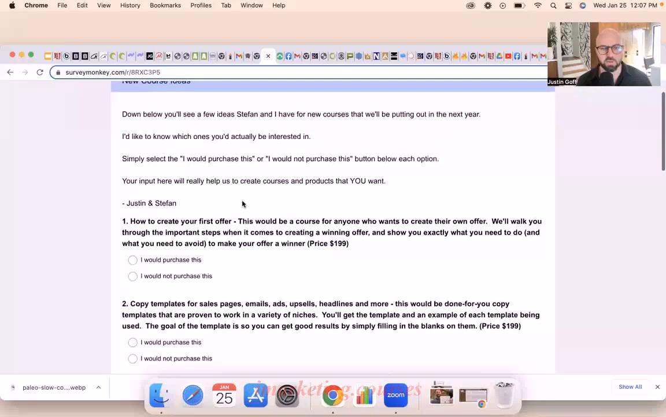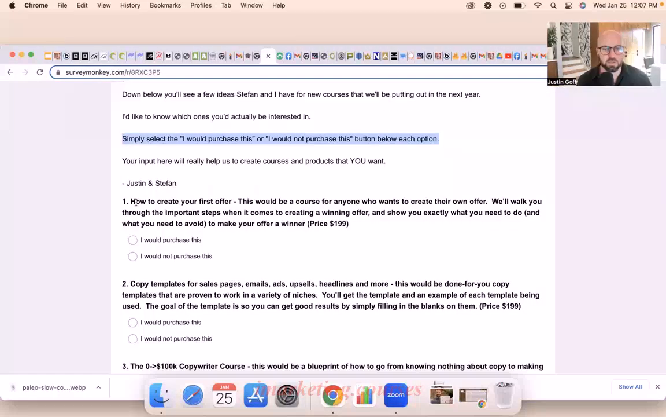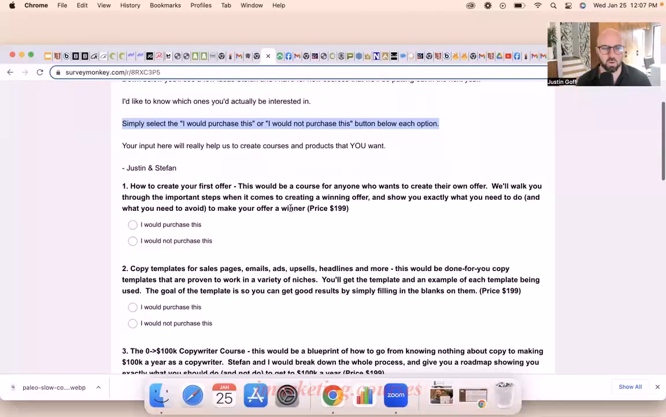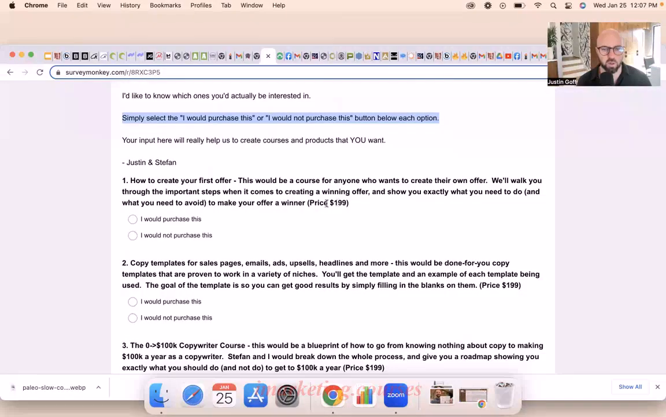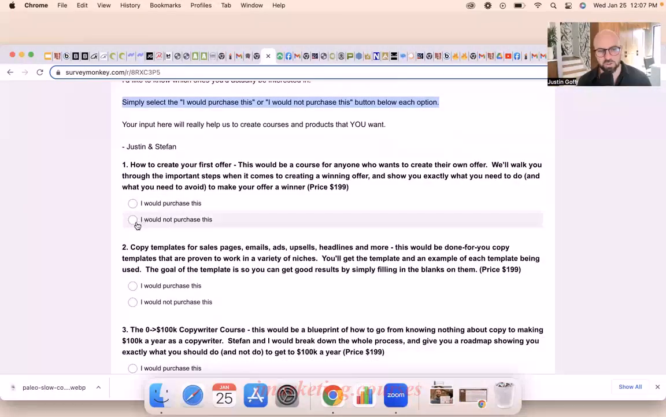But here's what's really interesting. Basically, all we want them to say is, I would purchase this or I would not purchase this. So if you're doing a lead magnet, you just change it to, I would like to have this, or I'm not interested in this, something like that. So first one, how to create your first offer. This would be a course for anyone who wants to create their own offer. We'll walk you through important steps when it comes to creating a winning offer, showing exactly what you need to do and what you need to avoid to make your offer a winner. And then they would click, I would purchase this, or I would not.